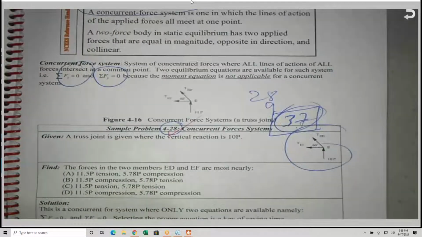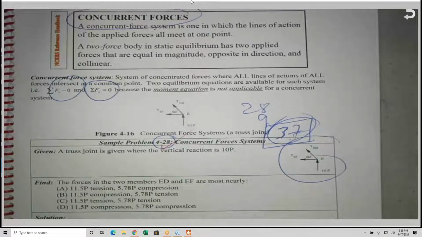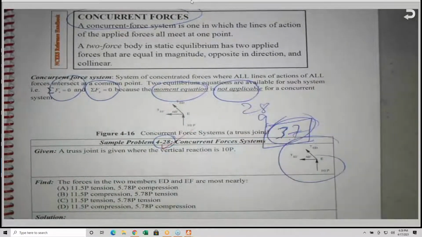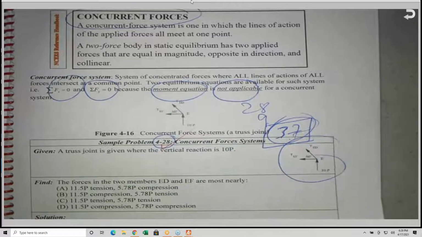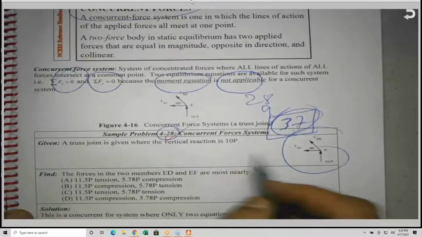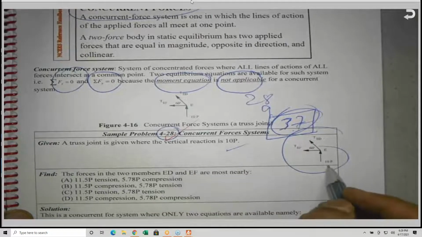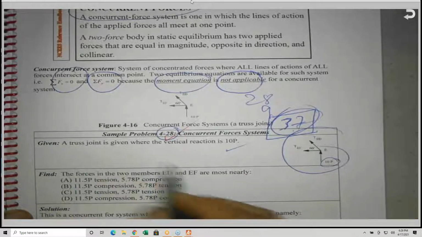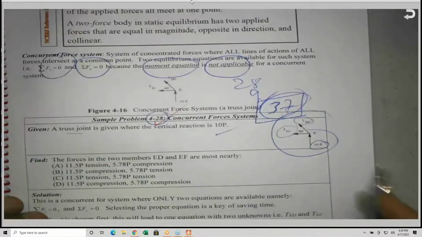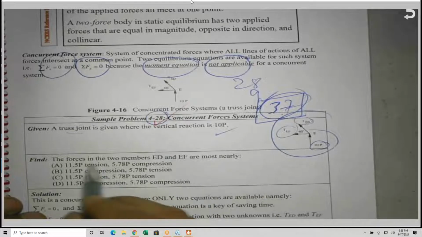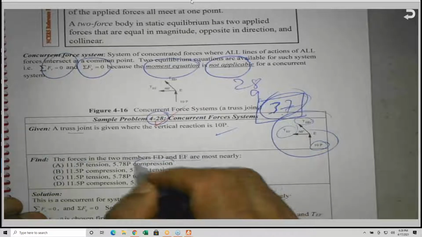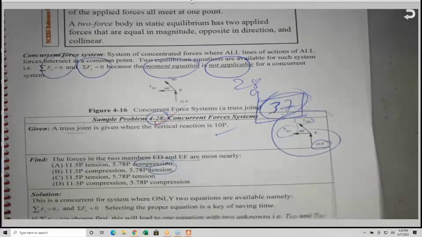In this case, we are applying the two equations because the moment equation is not applicable for a concurrent force system, because there is no moment arm. Look at this, it's another problem here also. If the vertical reaction is given to be 10P, okay, so a truss joint is given, and you have two members, and he was asking to find the force in the two members. And also we need to know tension and compression. We need to understand this very well, and already I covered it last time.